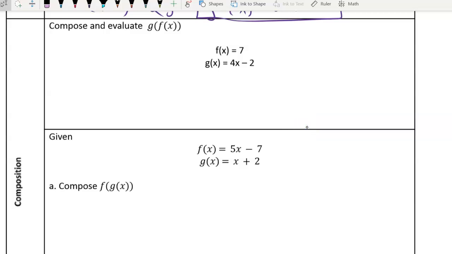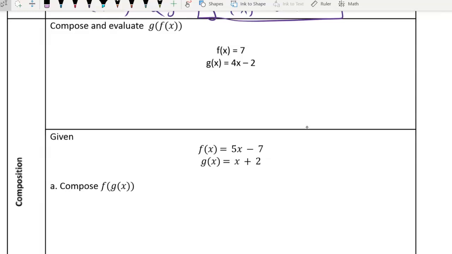Okay, continuing with the composition. With composition, we are going to compose, which means we're taking something and putting it in something else. Here, it tells us to compose and evaluate g of f of x. So which one is going inside? Yeah, the f of x, right? F of x is going inside g of x.